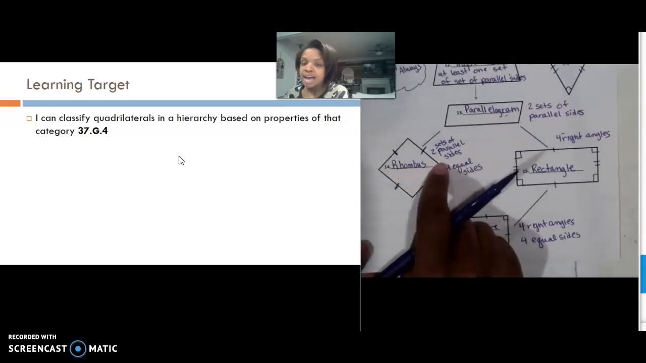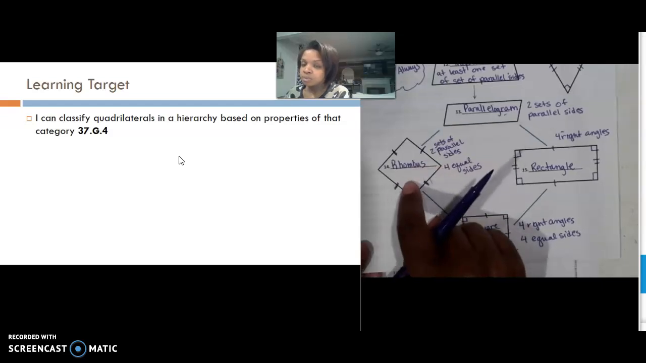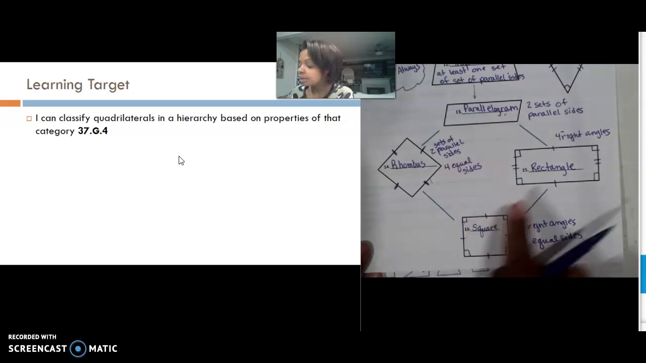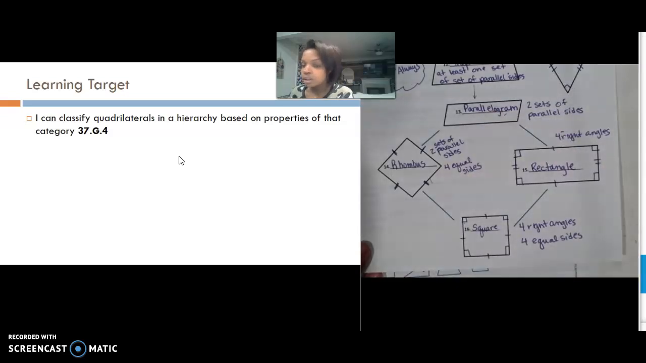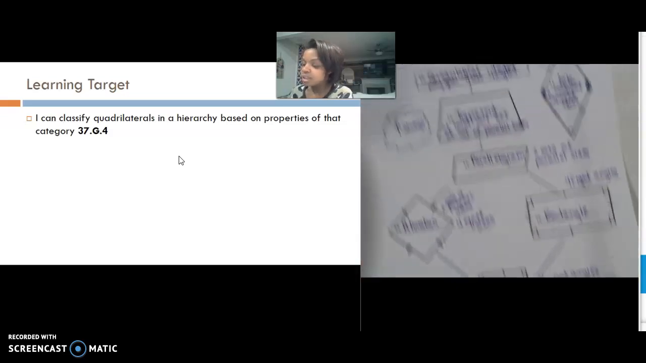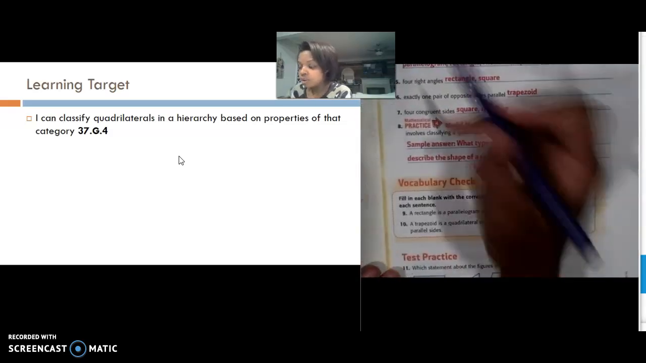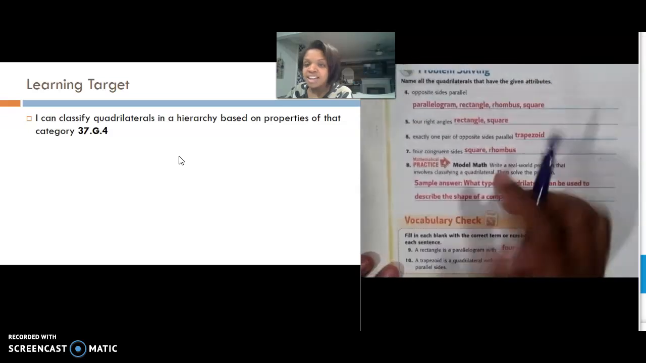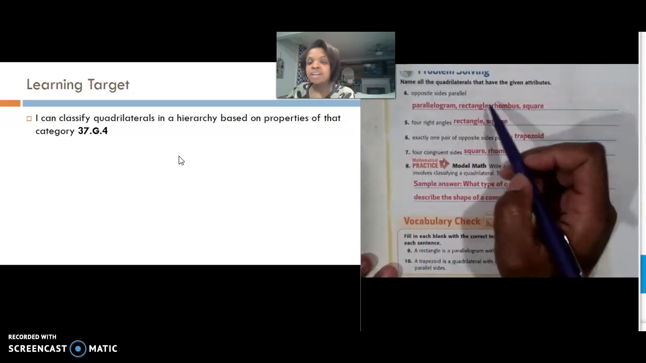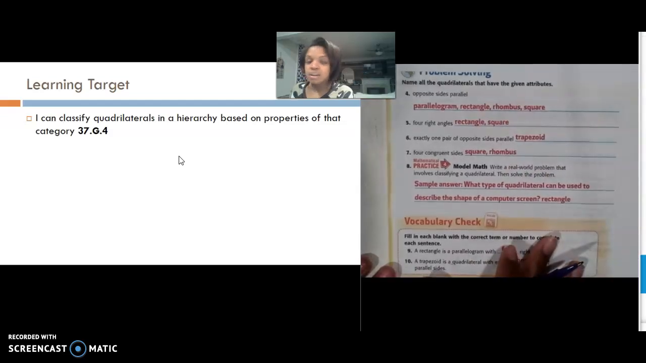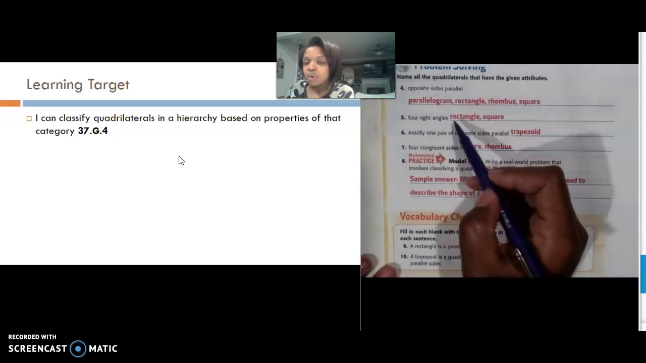A parallelogram has opposite parallel sides. A rhombus has opposite parallel sides because remember, when I'm going up, it is always. So a rhombus is always a parallelogram. A rectangle is always a parallelogram, and a square is always a parallelogram. So the 4 things that you should have are parallelogram itself, rectangle, rhombus, and square.